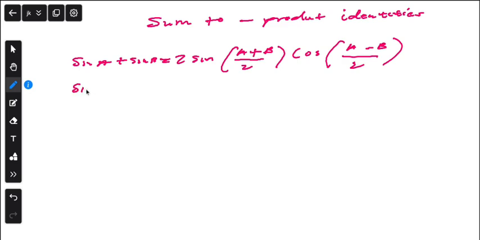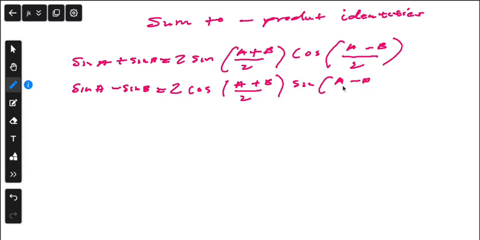So we have sine a minus sine b. This is going to be equal to, so instead of saying sine here, we are going to say 2 cos. So it's just going to be the opposite of these ratios. Here we are starting with sine, ending with cos. Here we are going to start with cos and end with sine. But everything is just going to be the same. So we have a plus b divided by 2. Then here sine a minus b divided by 2. So this is what we have.